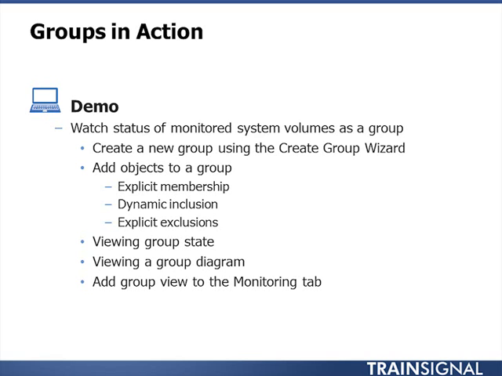For example, suppose you say, I'm going to add all of my Windows Server 2008 R2 machines' drives to this group except my print servers. That would be an explicit exclusion. I'll then show you how to view the group state and view a group diagram, and then add the group view to the monitoring tab so that you can watch basically this custom group in action in your environment. And without further ado, let's go over to the Operations Manager system and do some group work.